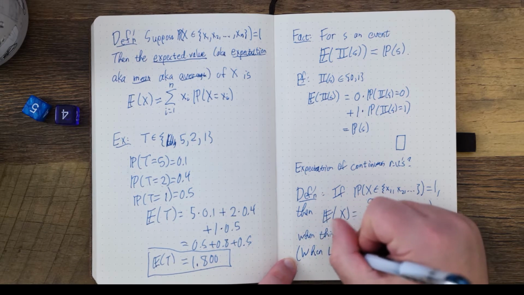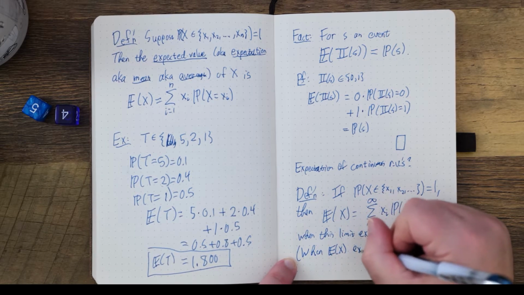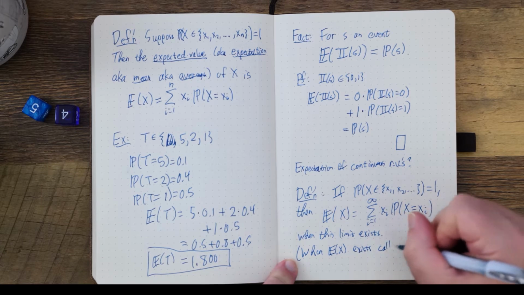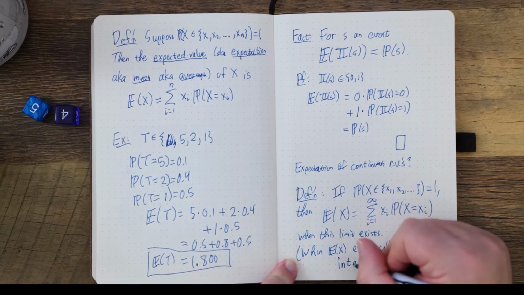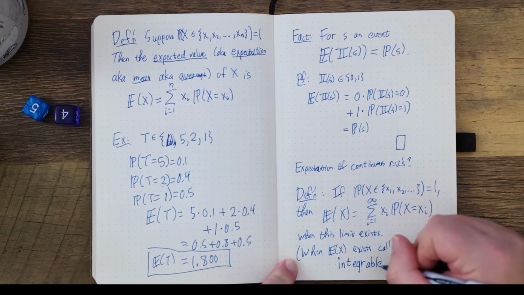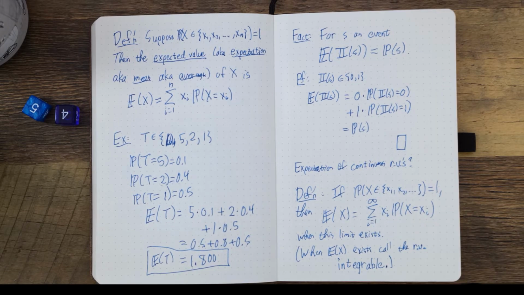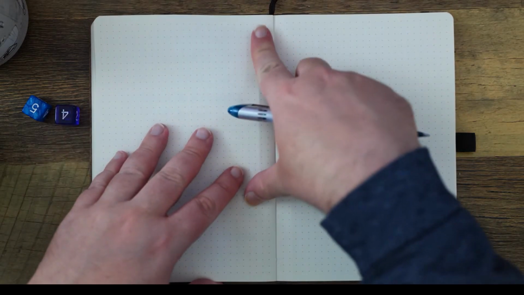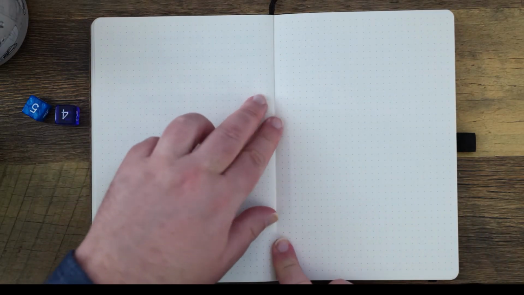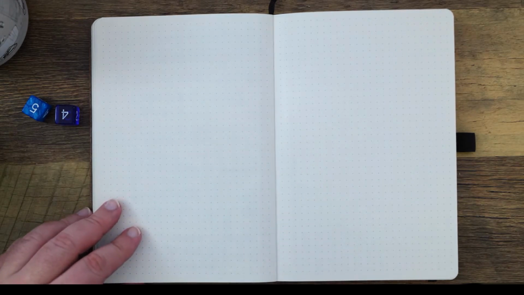When the expected value of X exists, we call the random variable integrable. Now, unfortunately, not all random variables are integrable. For some of them, this limit goes to infinity. Some of them can be set up so that the limit doesn't exist at all. And we'll see an example of that in a minute. It's a little easier to do in the continuous framework. So first, I'm going to do the continuous.